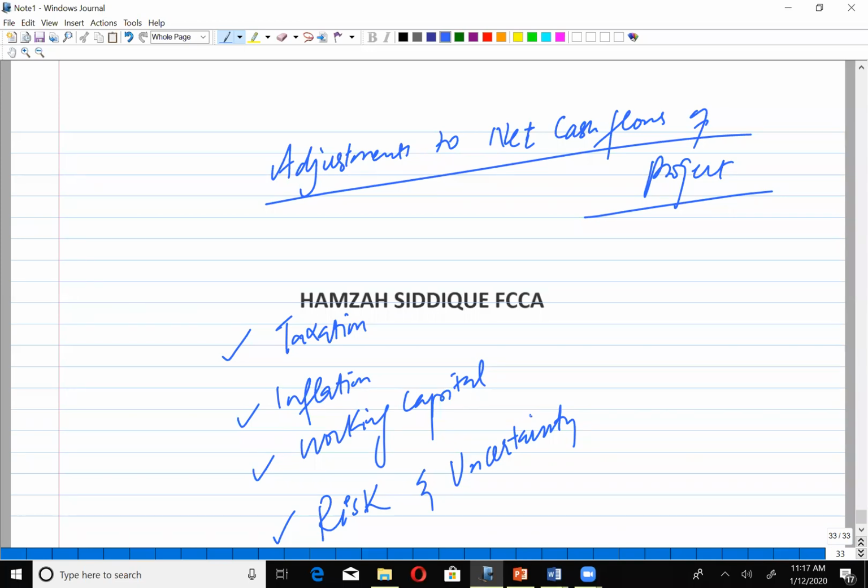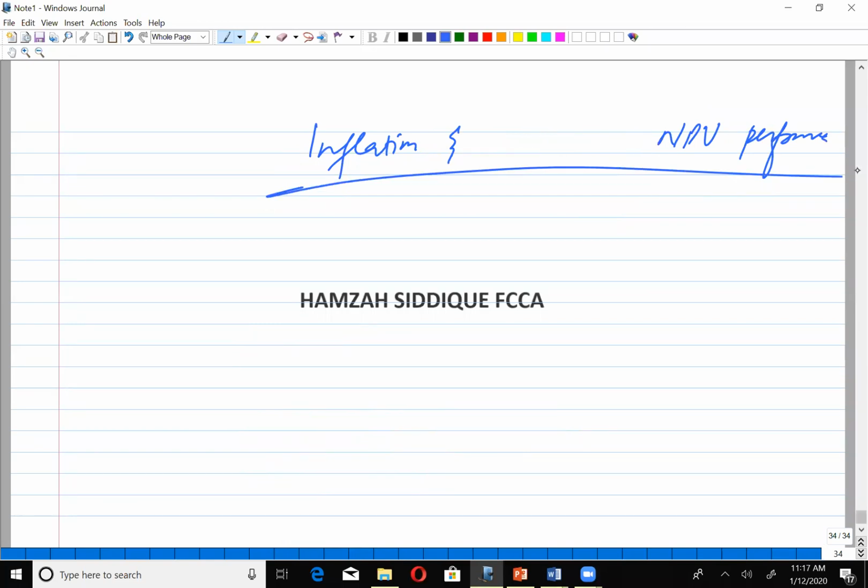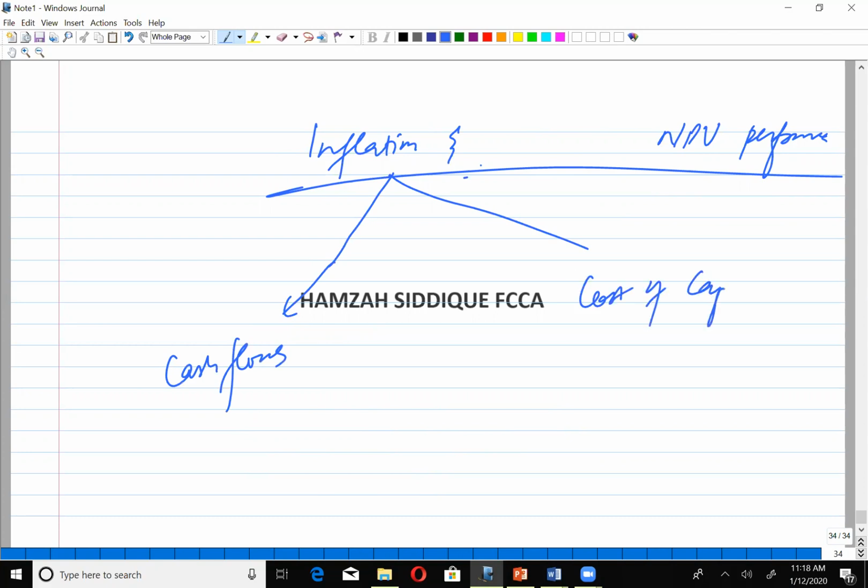So students, first of all, adjustment of inflation and cash flow or NPV performer. It's better to use NPV performer adjustments. Students, inflation impact has two aspects. One is cash flows and the other is cost of capital.